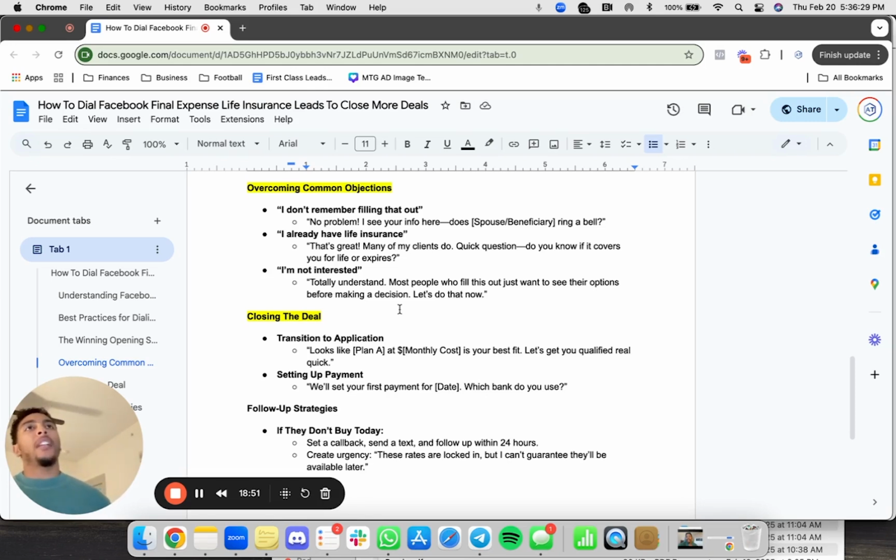Final expense is one of the unique products or types of life insurance where your job is to make sure that if they pass, things are taken care of. You're not setting out for their mortgage. You're not setting out for an IUL. You're setting out to say, what are the final expenses associated with you passing? So that could be your mortgage. That could be just cremation. That could be additional supplemental income.